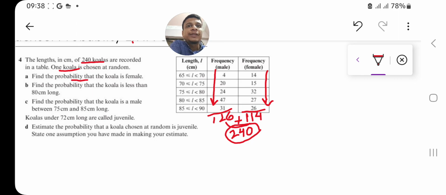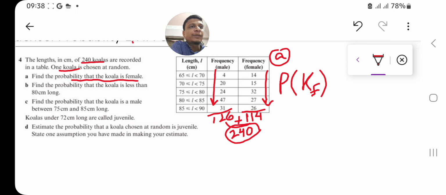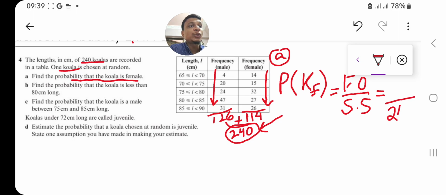Okay, so first of all we need to find the probability that the koala is a female. For part A I will write P for probability, K for koala, and small f for female. We know that the numerator is the favorable outcomes, favorable sample space divided by total sample space. Okay, FO means favorable outcome, divided by total sample space. Right now you know that the total sample space, the total koalas, is 240. On the denominator side, the total sample space means the total options of koalas we have, that is 240.